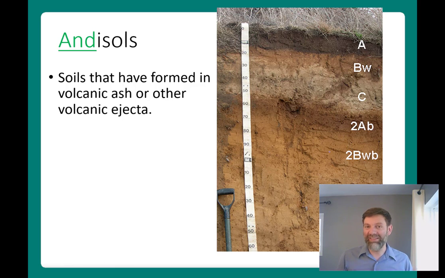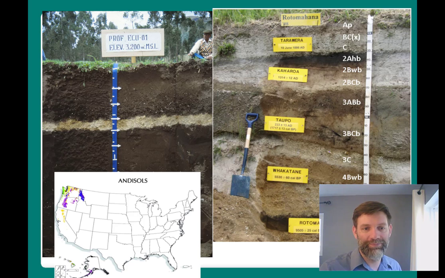These are fairly recent volcanic activity. You still have to have that ash there. The ash will weather away, so it has to be relatively recent. In the U.S., that's mostly in the Pacific Northwest, coming down into the Cascades, Lassen Volcanic National Park we have up in this part of California. So where we have active volcanoes, that's where we have andisols.